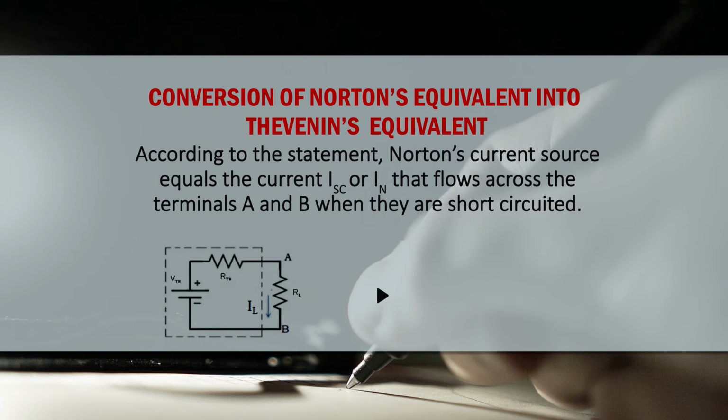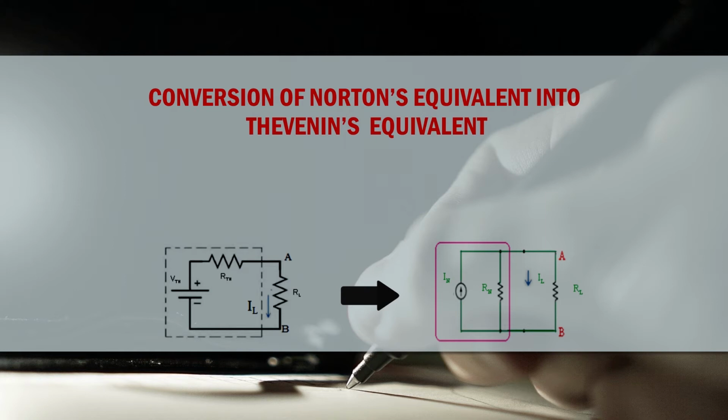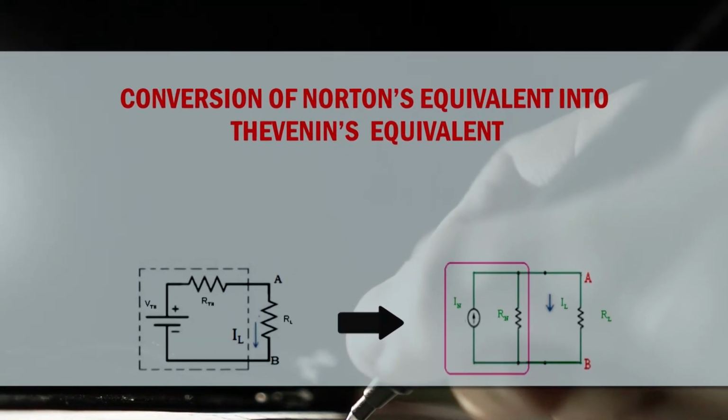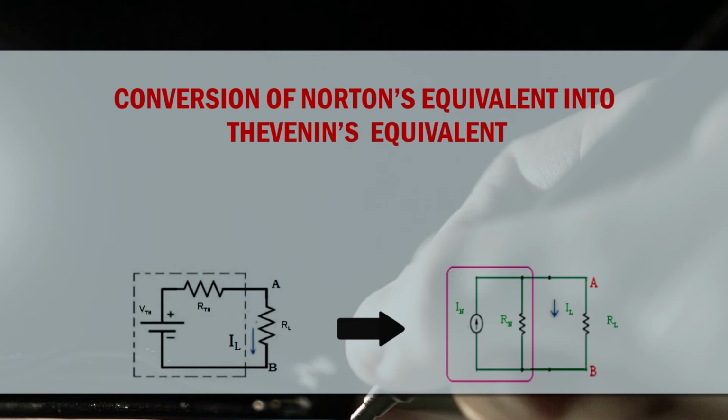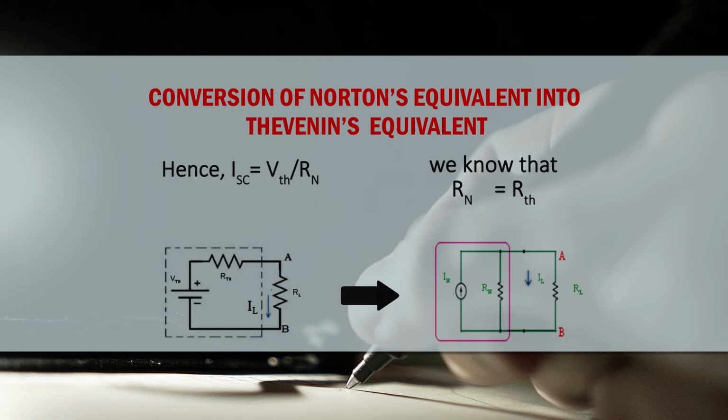So here you can see in the diagram, the Thevenin voltage VTH is connected in series with Thevenin resistance RTH and load resistance RL. So what will be the value of this short circuit current or Norton current? It will be equal to the ratio of VTH to RN. As you know, RN is equal to RTH, because the method to find the Norton equivalent resistance is the same as the method to find the Thevenin resistance. So it is just like converting a voltage source into a current source.